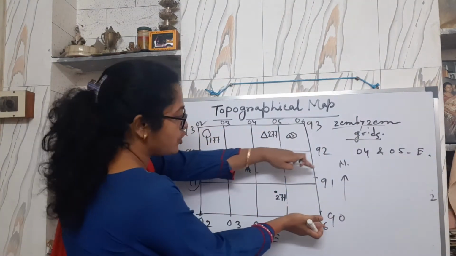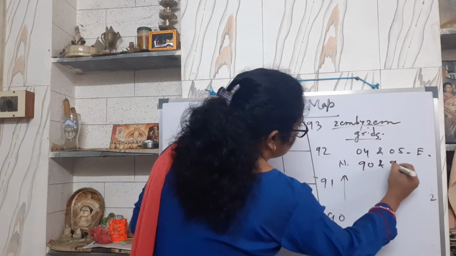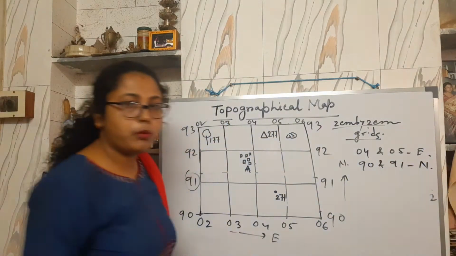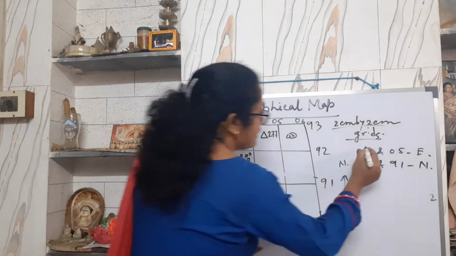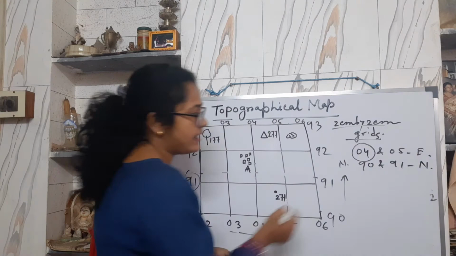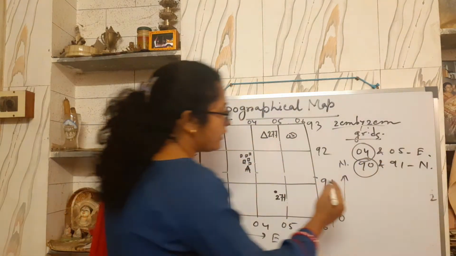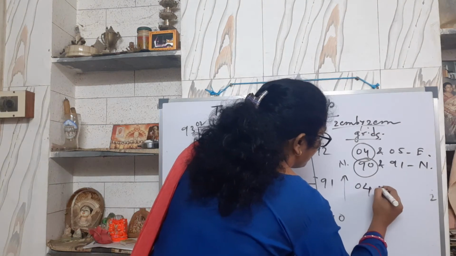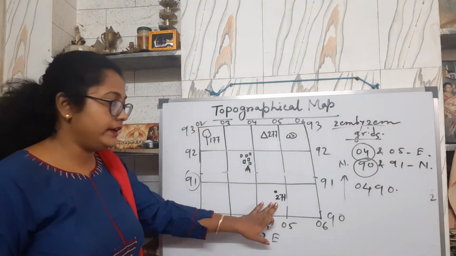And which are the two northing points it is situated between? Between 90 and 91. So you have to consider the lower values. Here the lower value is 04, and in case of northing, obviously 90. So your 4-figure grid reference is 0490 for spot height 271.